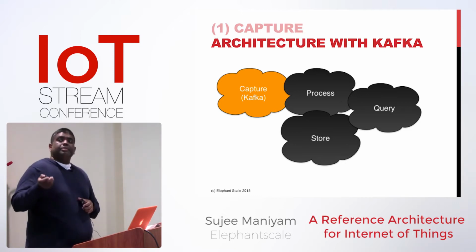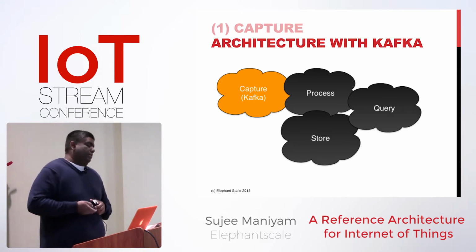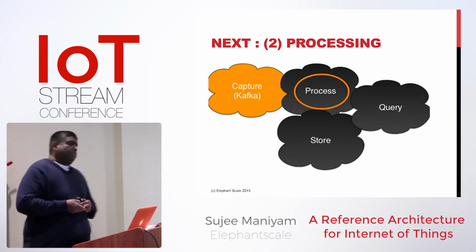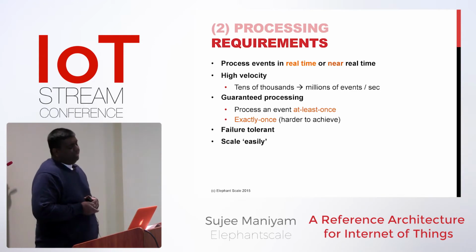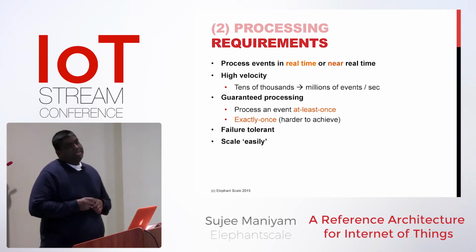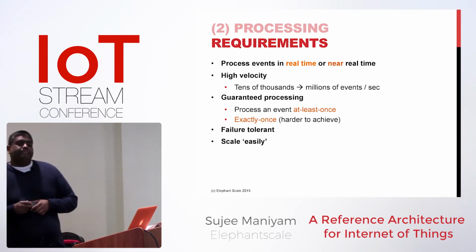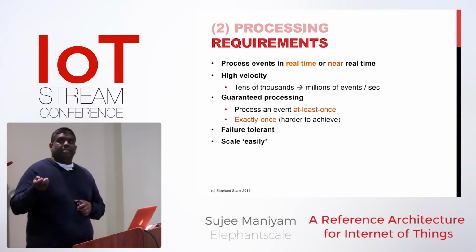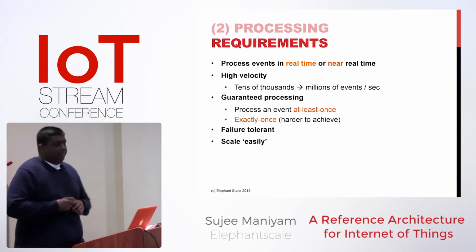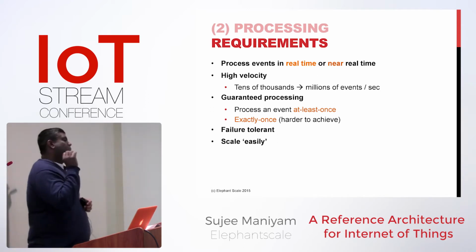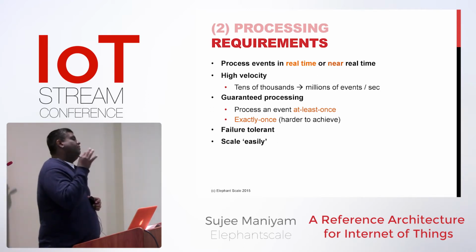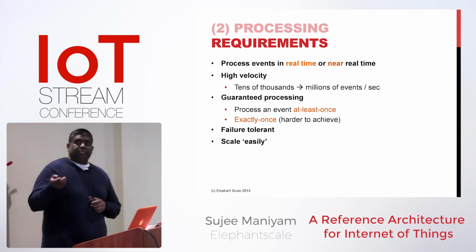All right. So for this part we said, yes, we are going to use Kafka. Let's take a look at process. Remember, Kafka is just a queue. We need to start processing events in real time or near real time, and the events are coming at very high velocity. We saw the numbers already. When processing, we need some sort of guarantee that we will process every event, meaning no events are dropped from the queue. These are what you call at least once and exactly once.